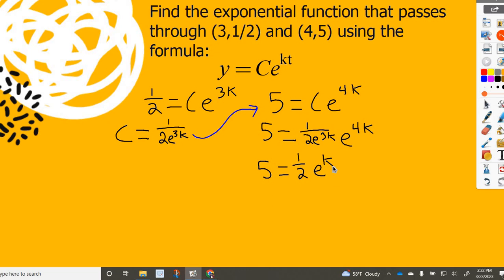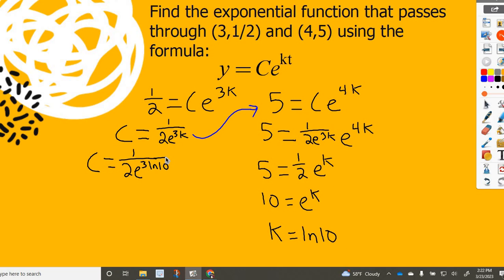So then we would get e to the k equals 10, so k equals the natural log of 10. So then what do we want to do? Plug it back in and find C. So I get c equals 1 divided by 2 times e to the 3 natural log of 10.